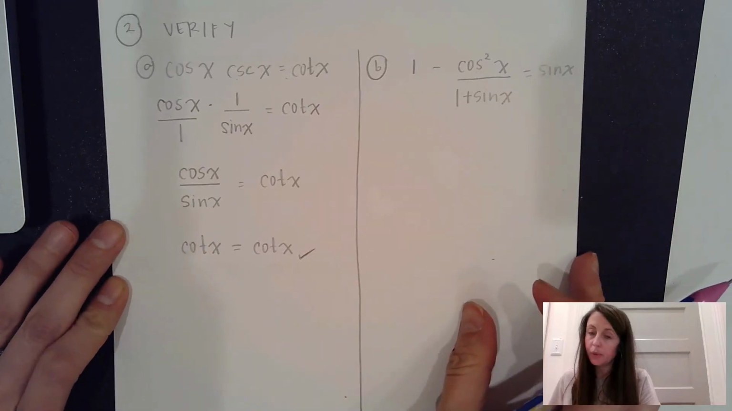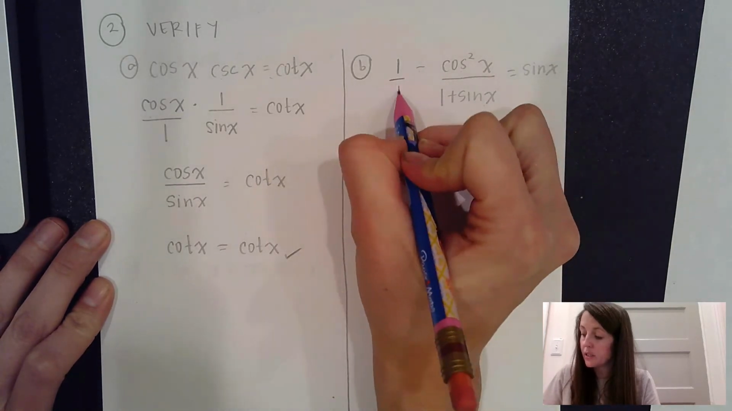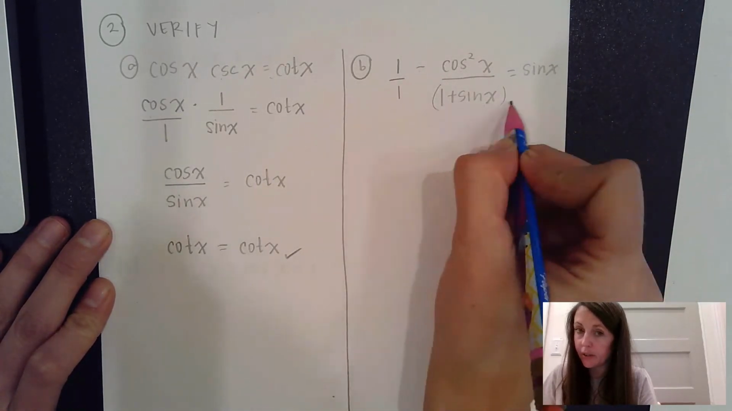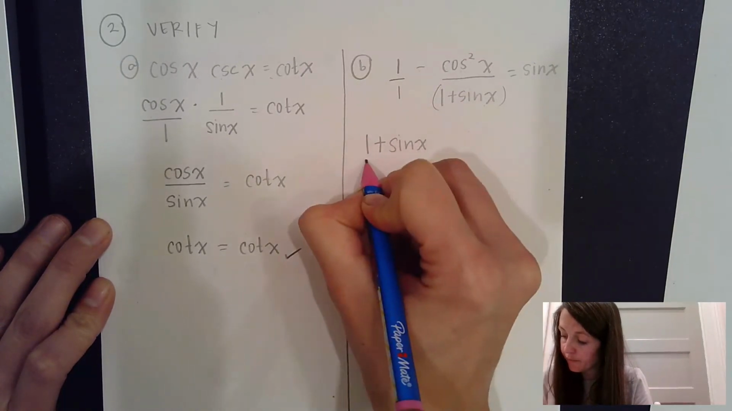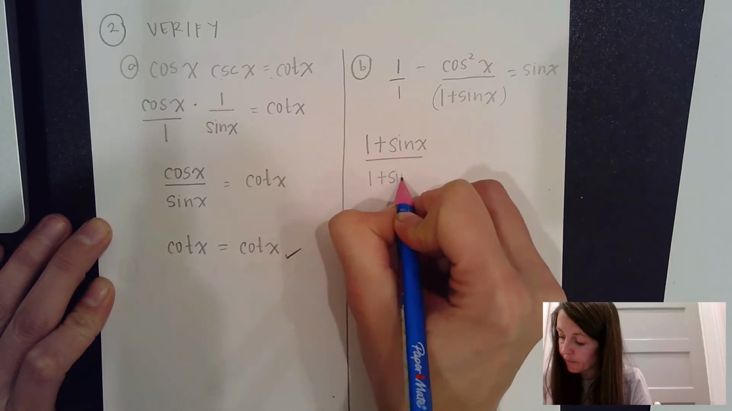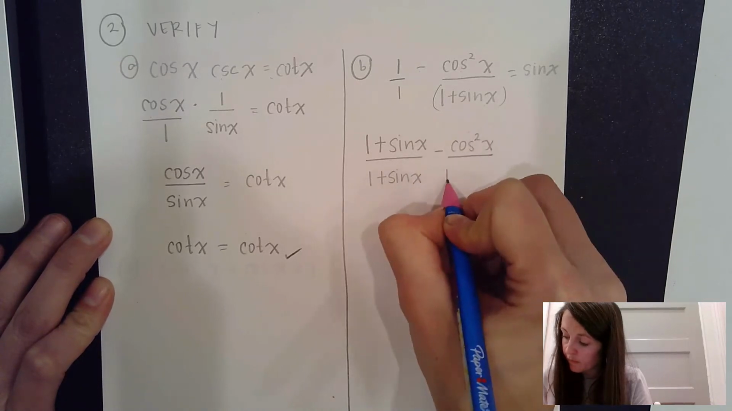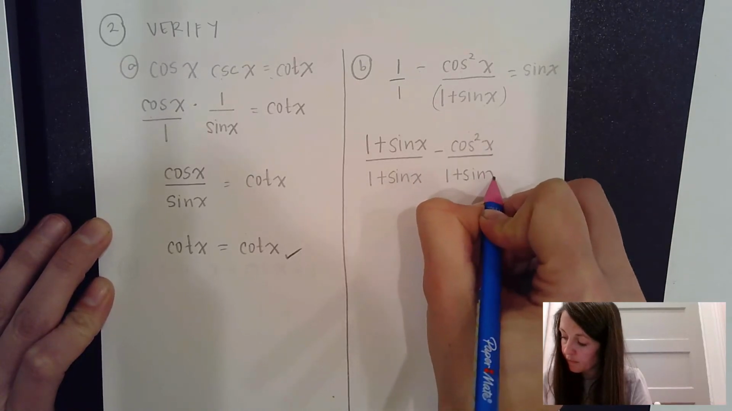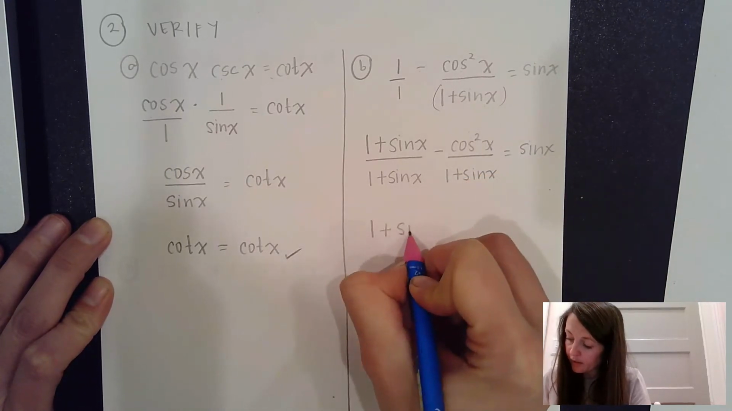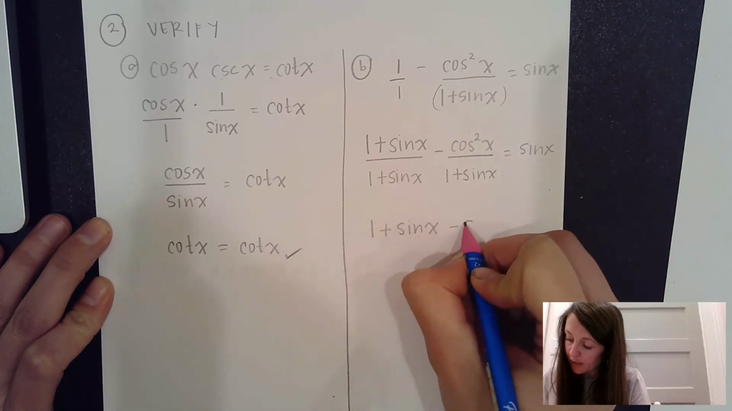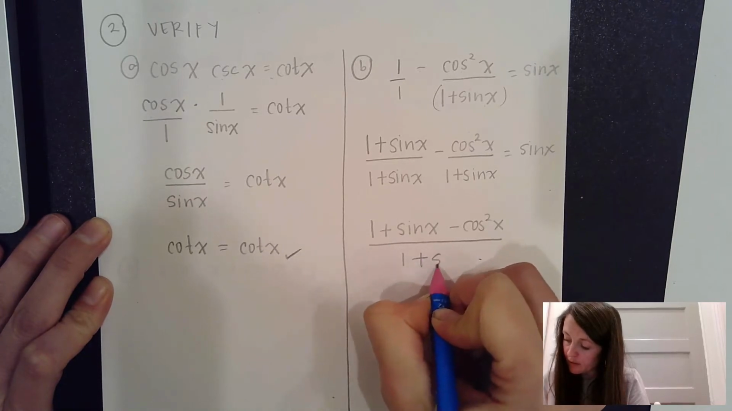Right, this one over here, more complicated side, so I want to take this side and get it to equal sine. So that means I would need to get a common denominator. So my common denominator is just going to be this 1 plus sine of x. Okay, when I get this together, I'll have 1 plus sine of x minus cosine squared of x, and this is all over 1 plus sine of x.